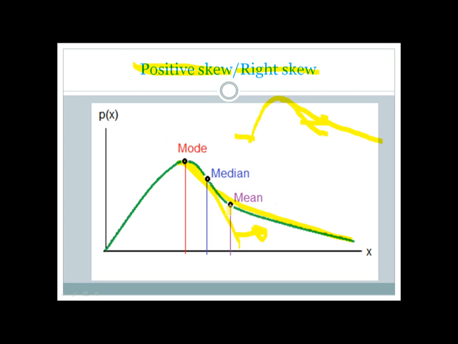In positive skew, what changes is the mode, which is now at a lower value. The mode is the lowest value in a data set with positive skew, and the mean becomes the highest value. As you can see from this graph, going from a lower value to a higher value, these are the number of values achieved. So the mode is a lower value, the median is a higher value, and the mean is the highest value in a positive skew distribution.